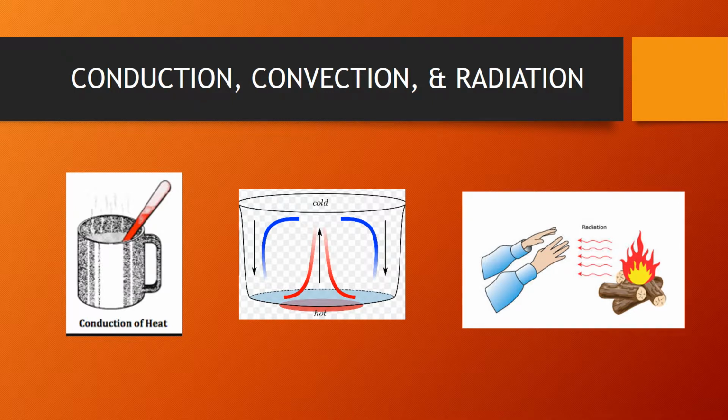Conduction, convection, and radiation. Heat moves throughout objects in various ways. Three important properties of thermal energy are convection, conduction, and radiation.